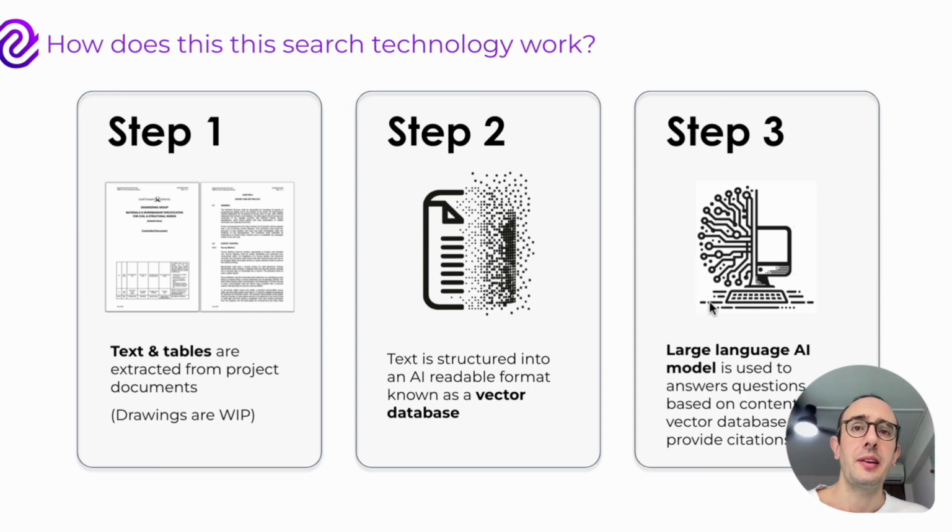So the way this works, you basically use vector databases to understand the text and tables, and convert them into a vector database. We can do IFC files. Drawings are still in traditional PDF. CAD files are still work in progress. And then we use a large language model to interact with this data.